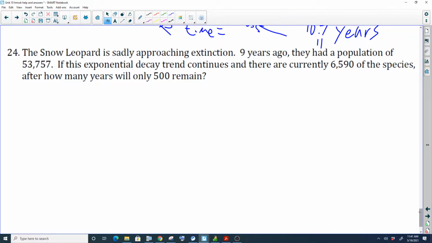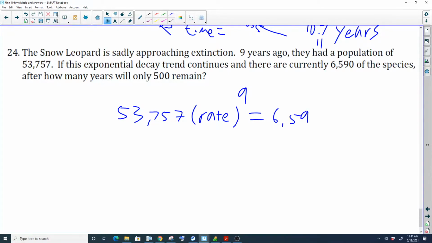So you do have to solve for the rate on this problem first. Again, our initial population of snow leopards is 53,757. The rate, we don't know, so we're going to have to solve for that. But we do know that after 9 years, it dropped to 6,590. That's how we set up the rate problems for these.